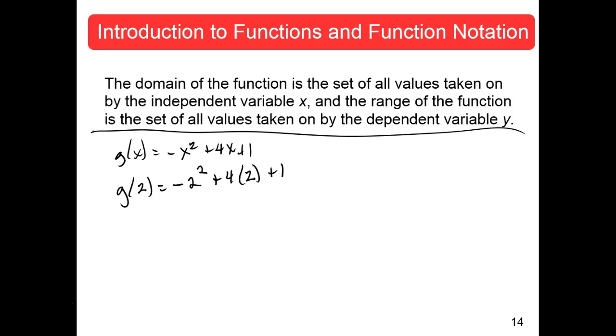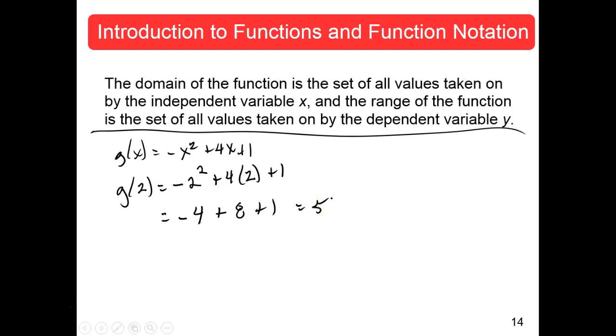So you do the exponentiation first. If you wanted to really drag this thing out, that would be minus 2 squared is 4, plus 4 times 2. Now you can do multiplication, that's 8, plus 1. Now, addition, subtraction, in whatever order you find them. Technically, that would be minus 4 plus 8 is plus 4 plus 1 is 5.